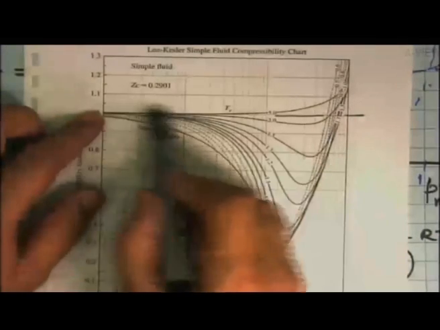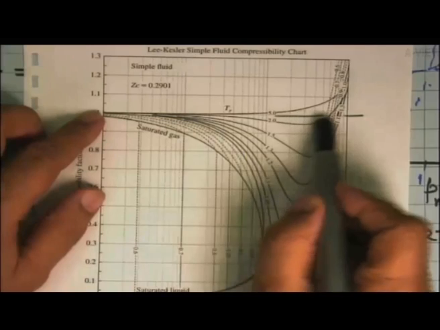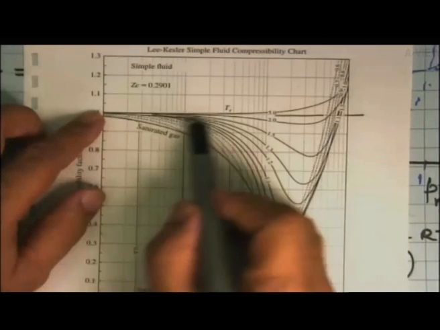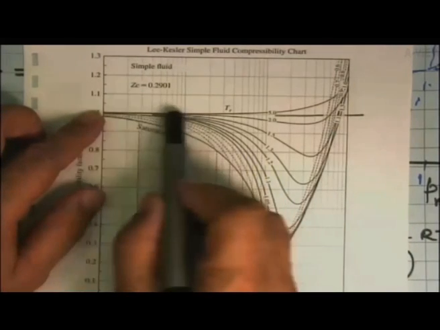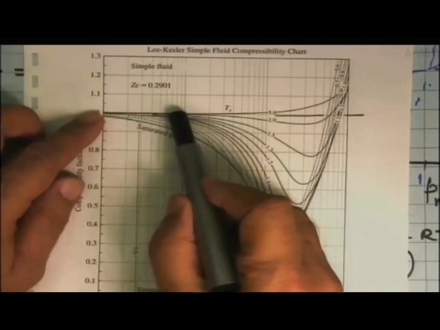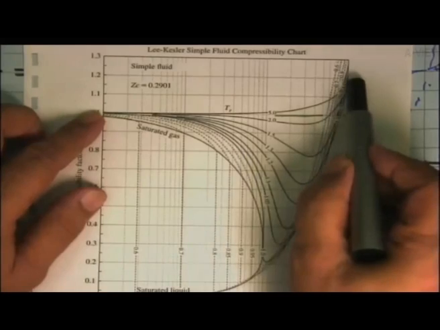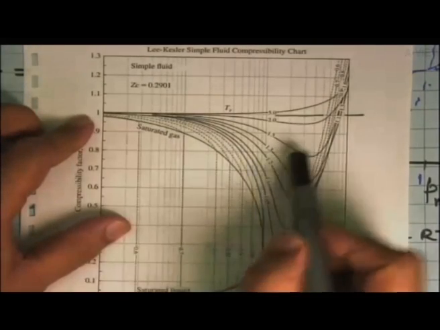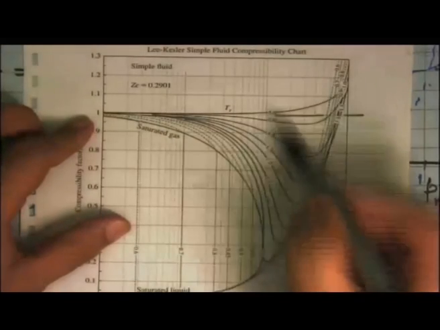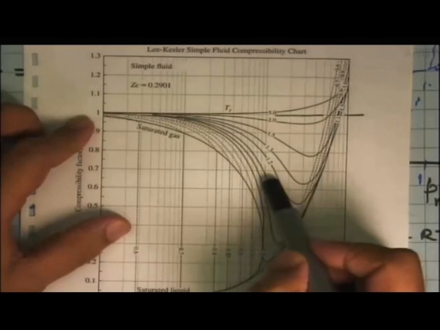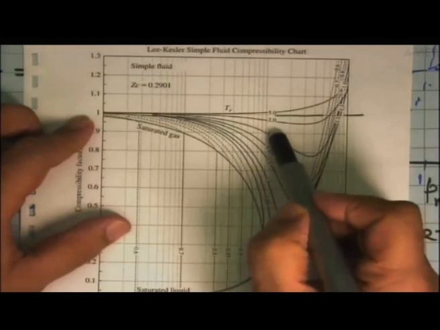So the next line, here you see reduced temperature equal to 2, and the line comes like this. Now it is pretty much close to 1 up to this point, which is reduced pressure 0.1. After that it decreases, reaches the minimum, and then again goes up. And then there is a big change between 2 and 1. This is 1.05, 1.1, 1.2, 1.3 and 1.5.